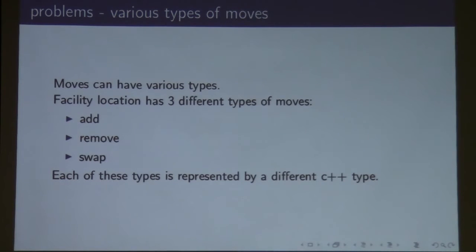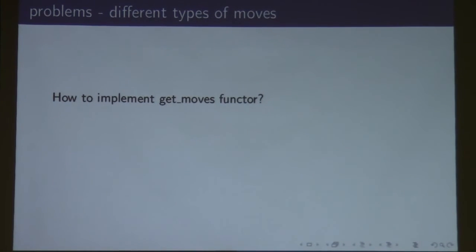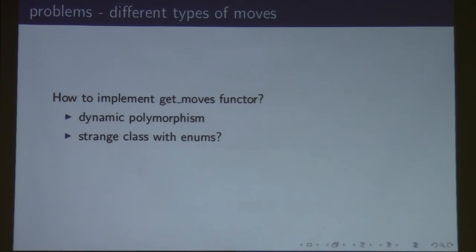It's probably represented. And how to implement this get moves functor? It's supposed to give us a range of all moves, but these moves can have different types. So this is kind of a problem, and we've got to handle it. We can handle it using dynamic polymorphism, yes.